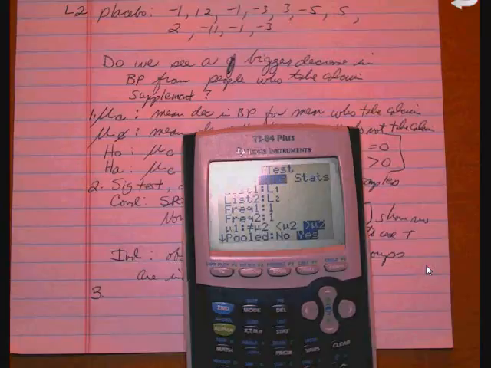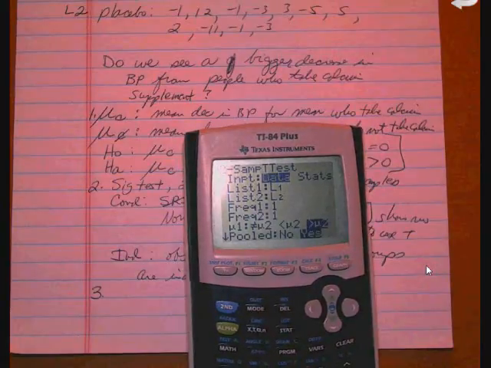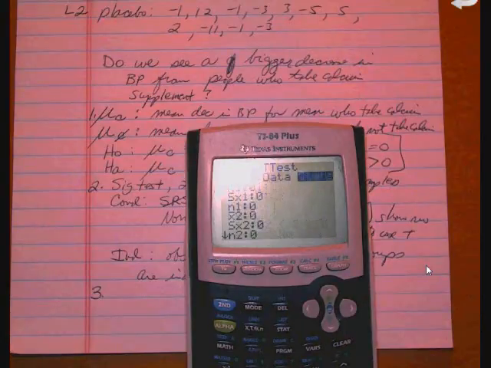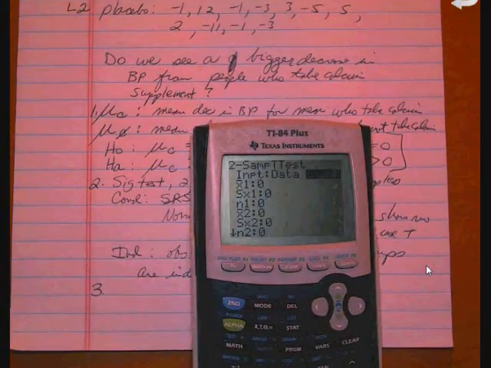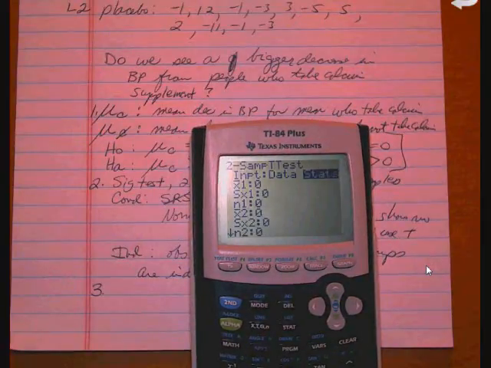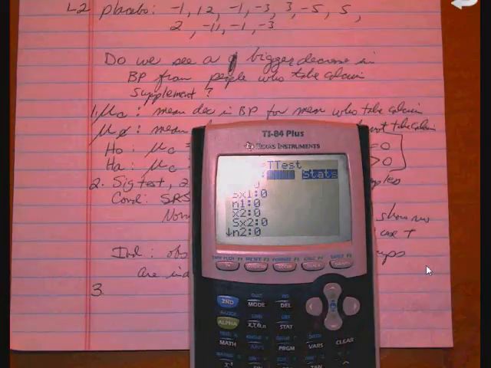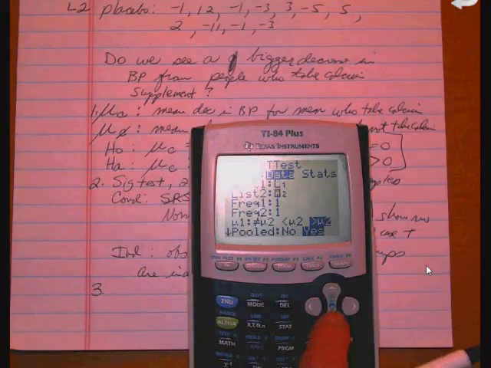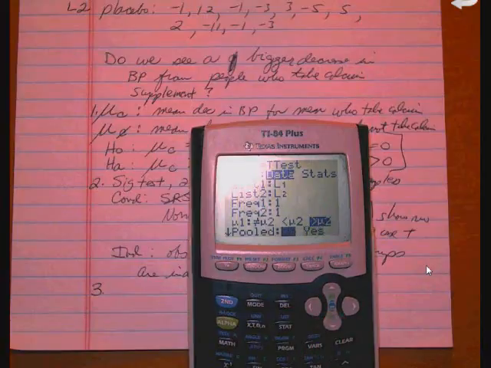If I have data in my lists, I put down list 1, list 2. If I don't have data in my lists, I go to stats, and I have to enter the mean and the standard deviation and the sample size for both of those samples. But I've got data in my list, so that's where I'm going. I'm doing a greater than test.